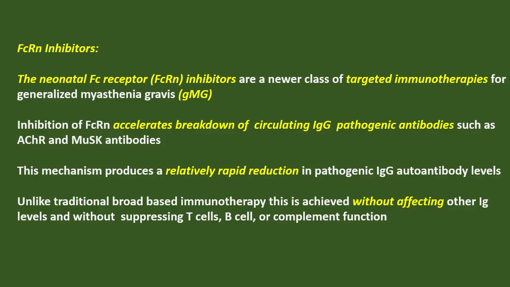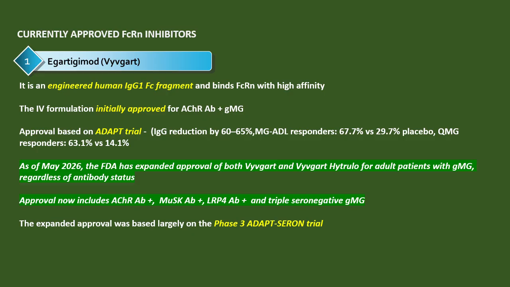FcRn inhibitors. The FcRn inhibitors are a newer class of targeted immunotherapies for generalized myasthenia gravis. Inhibition of FcRn accelerates breakdown of circulating IgG pathogenic antibodies such as acetylcholine receptor and MuSK antibodies. This mechanism produces a relatively rapid reduction in pathogenic IgG autoantibody levels. Unlike traditional broad-based immunotherapy, this is achieved without affecting other immunoglobulin levels and without suppressing T cell, B cell, or complement function.